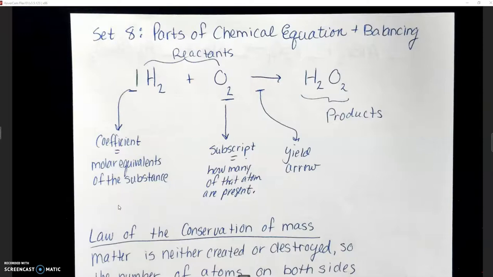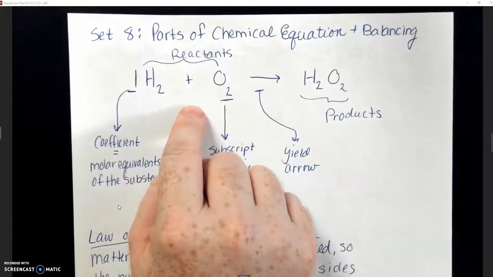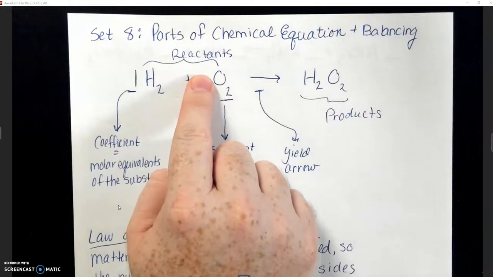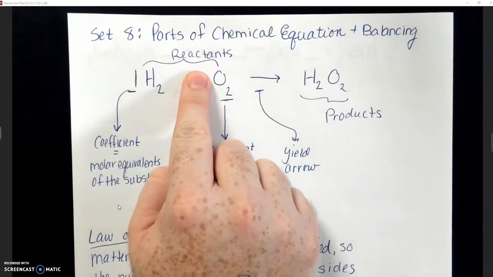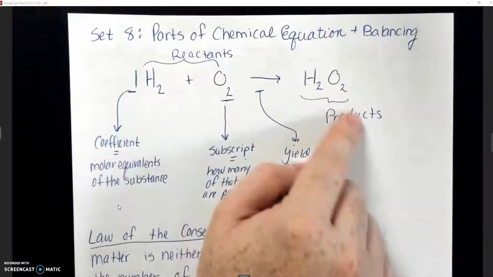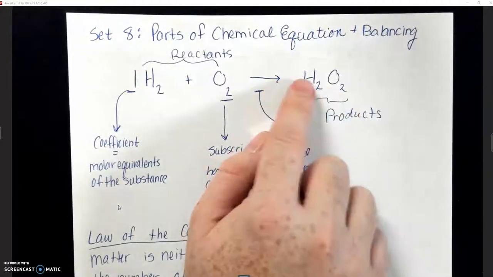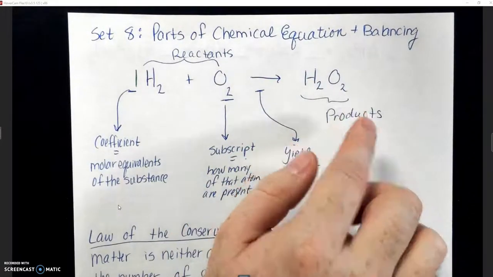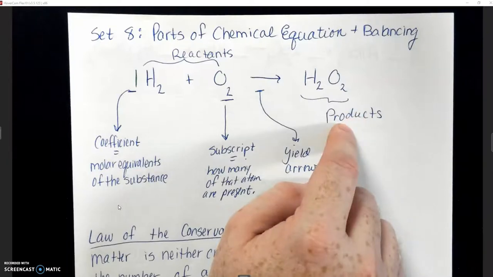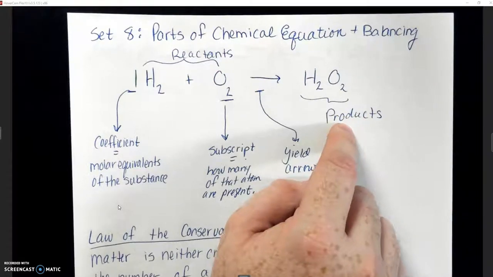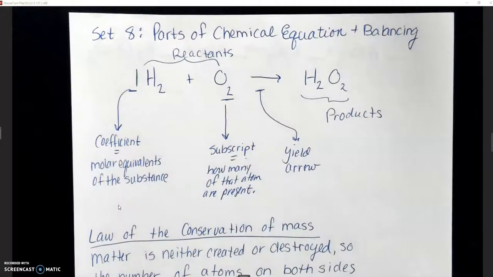You should recall from CP or HL chemistry that anything on the left side of the arrow is considered the reactants. These are the things that are going to undergo reaction. And then on the right side of this arrow here, which is the yield arrow, these are the products. This is the result of the chemical reaction. Now let's talk about some of the little mini things in here.